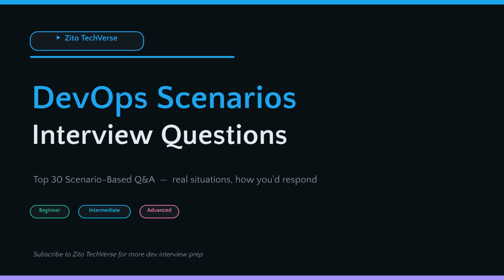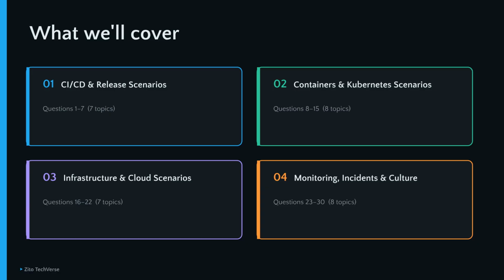In this video, we're tackling the top 30 scenario-based DevOps interview questions. Instead of plain definitions, each one drops you into a real situation and asks how you'd respond. Let's begin. Here's our roadmap. We start with CI/CD and release scenarios, move into containers and Kubernetes, cover infrastructure and cloud, and finish with monitoring, incidents, and culture. 30 real-world situations in total.